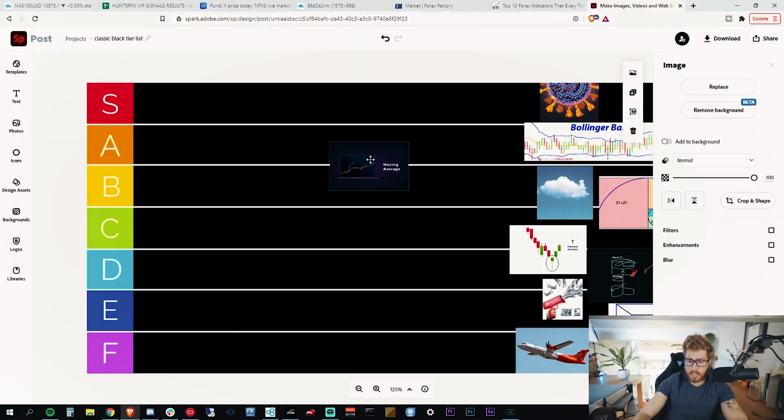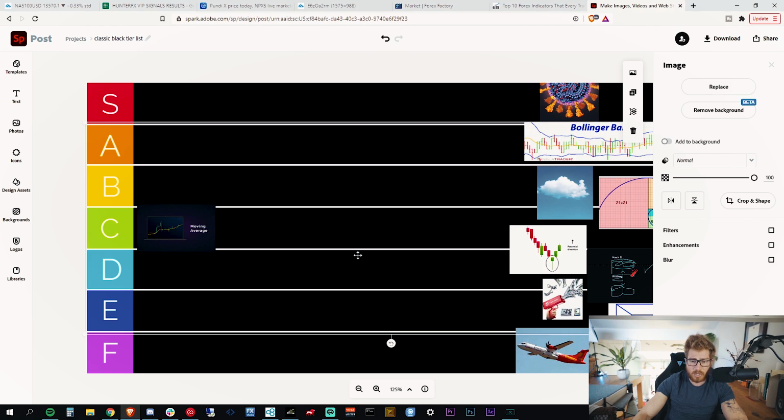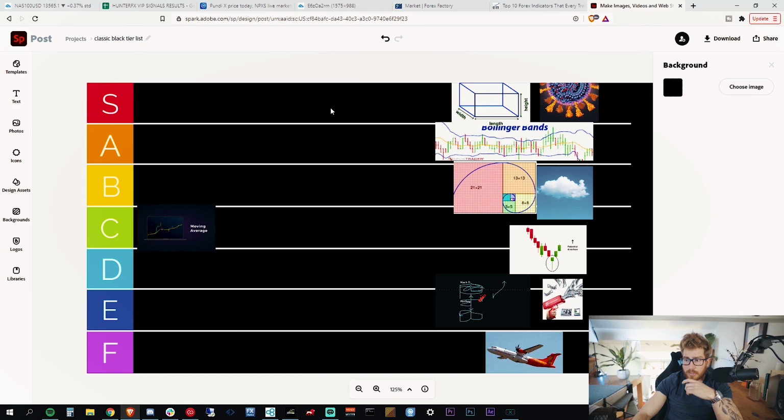So we're going to put the moving average as a rough C tier, starting off right around in the middle, where it's got a use, but it's not all that useful. So let's look at the next one.